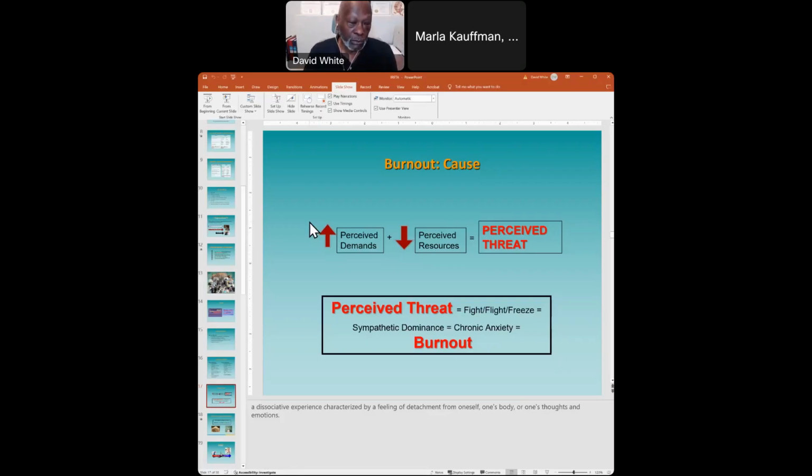Okay? Quickly, let's look at this bottom piece here. So you have a perceived threat, and your body gets ready for fight, flight, or freeze. There is another one that's not often used, and I'm going to share it with you, and it's the fawn response. The fawn response is really interesting.